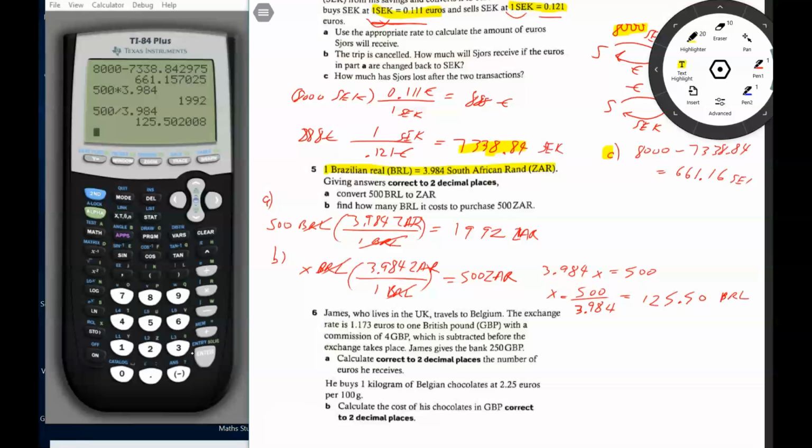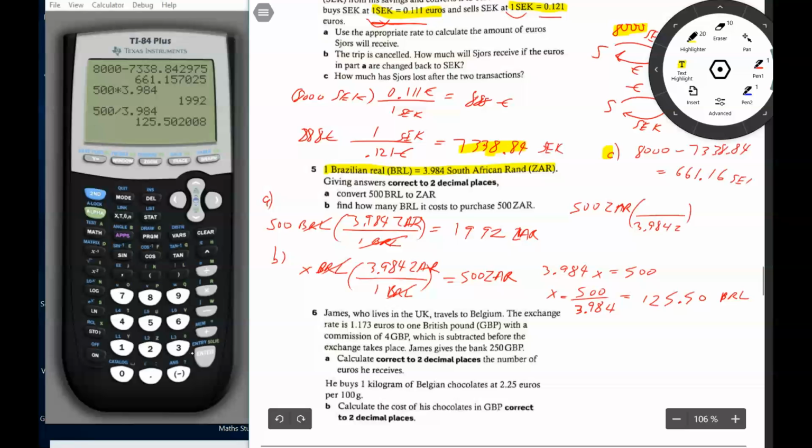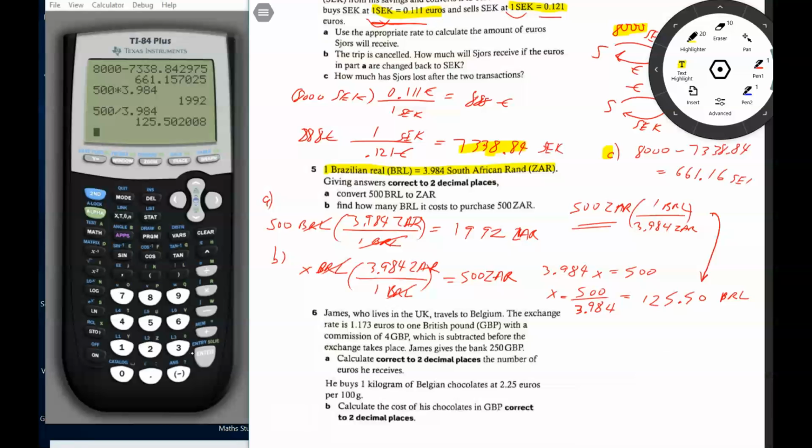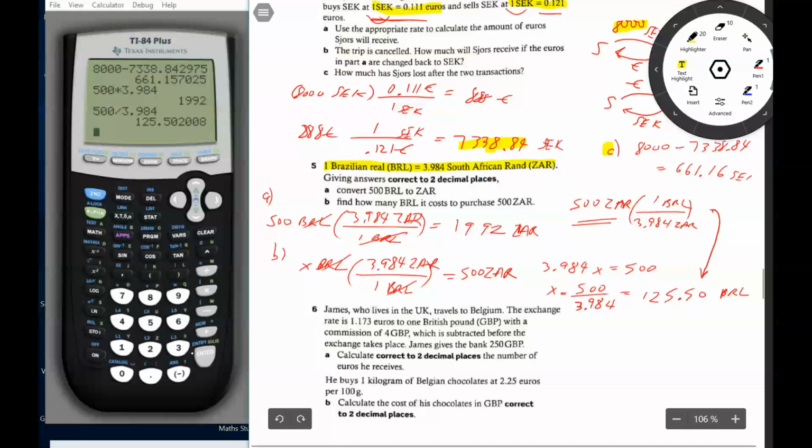You could also have started out with 500 ZAR and then multiplied it times the exchange rate, which would be 1 Brazilian real over 3.984 ZAR. And that would give you the same answer, right? Okay. Since this one didn't have buy-sell, you don't really need to think. You could do it in either direction. But if it did have buy-sell, be careful because we're actually changing the Brazilian real to ZAR, right?